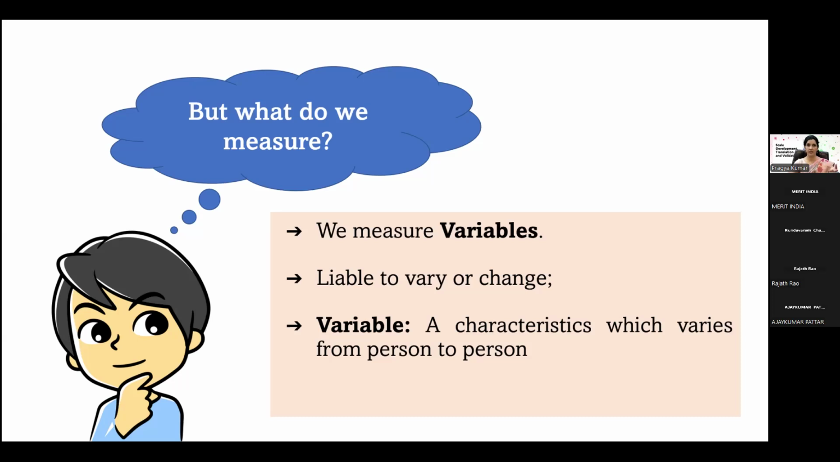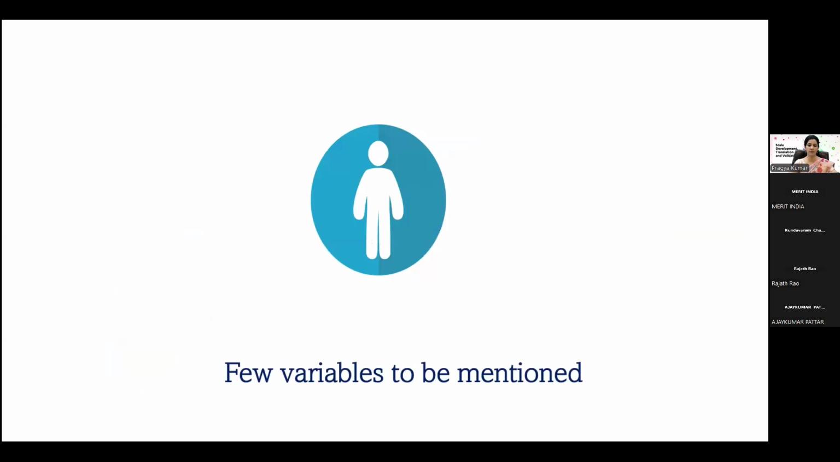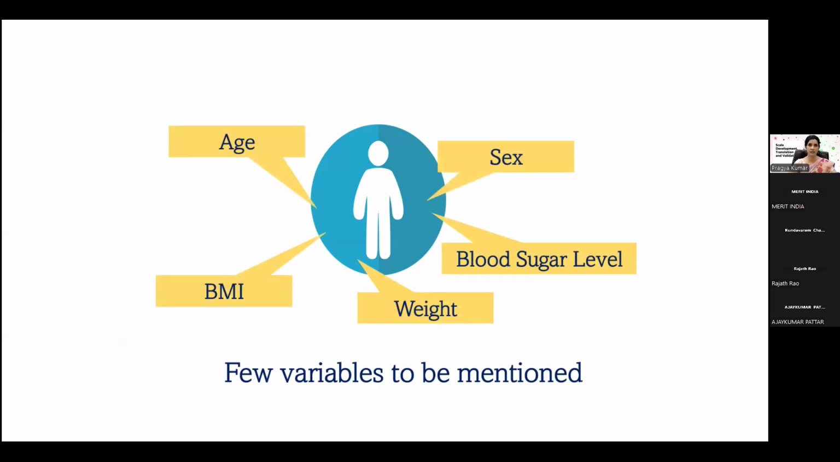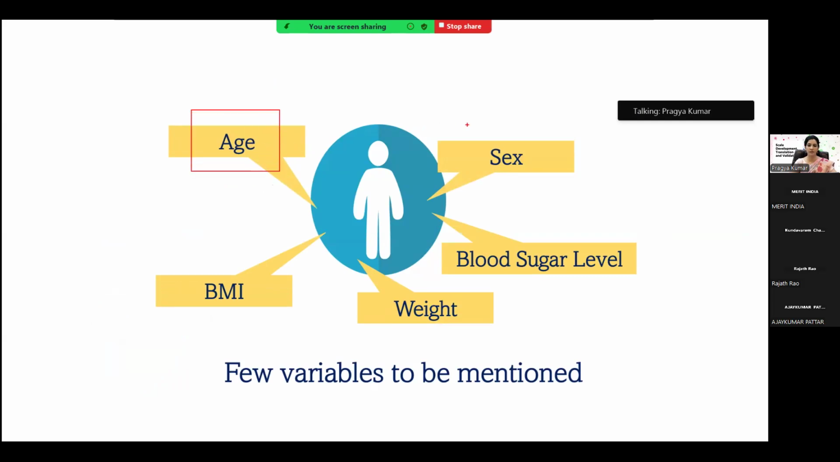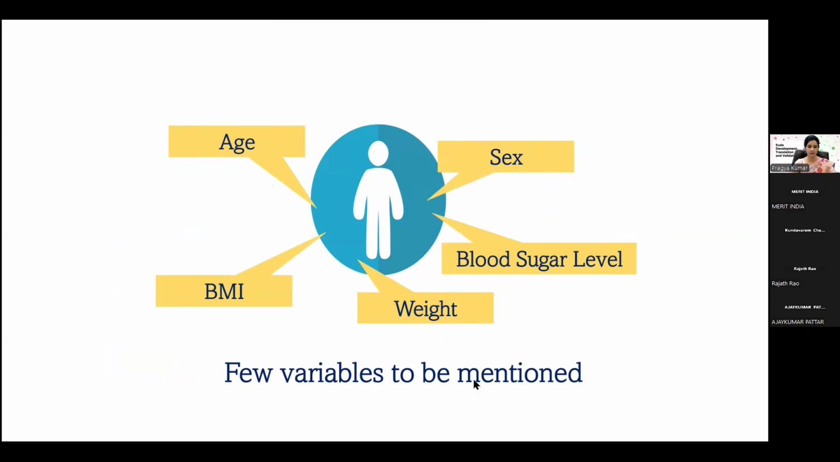So a variable is ultimately a characteristic which changes from one person to another, and a few variables we mention which are of our interest. Like in this case, you can see there's the age of the person, the gender or sex of the person, BMI, blood sugar level, and weight of the person. These are the variables which I want to measure.